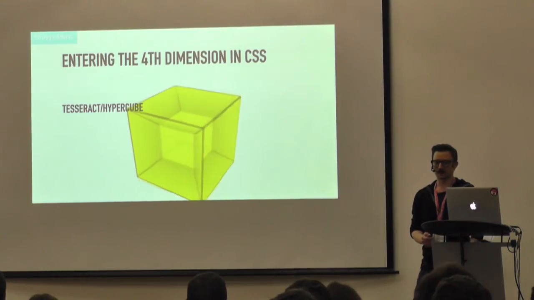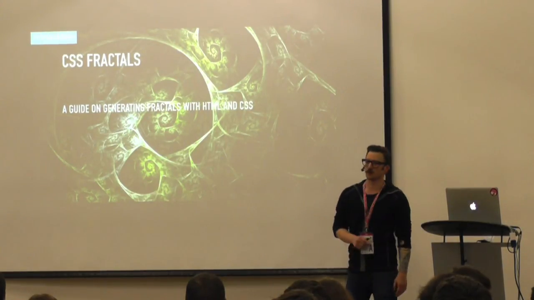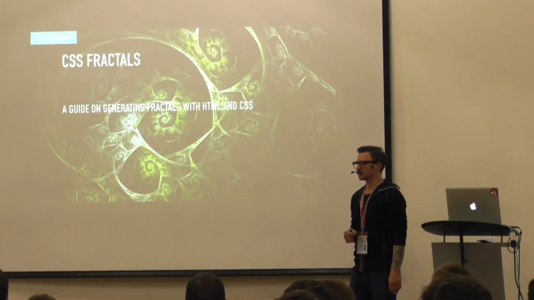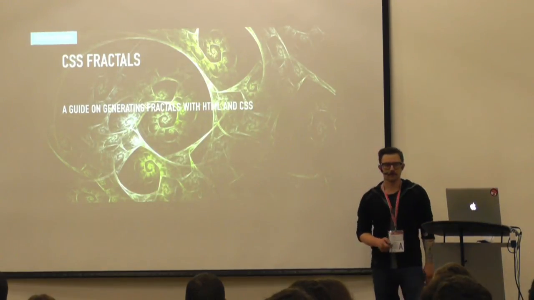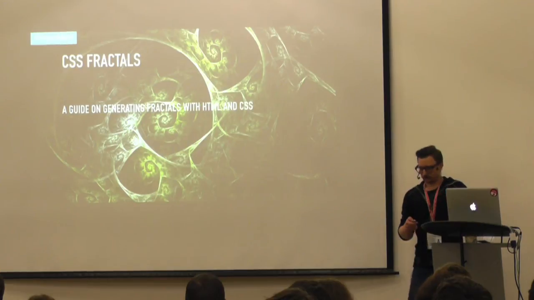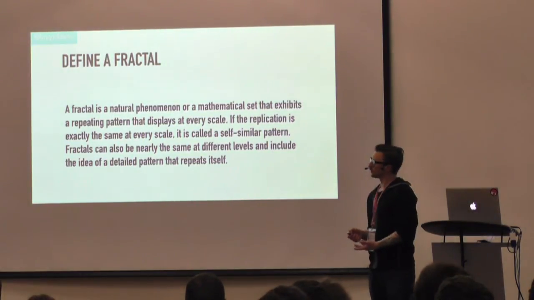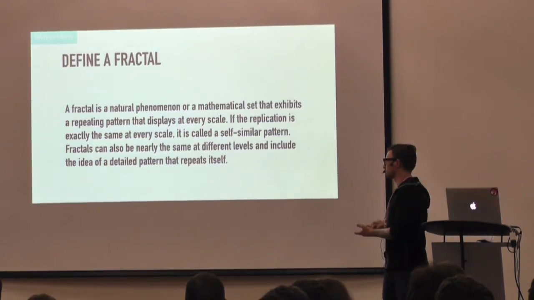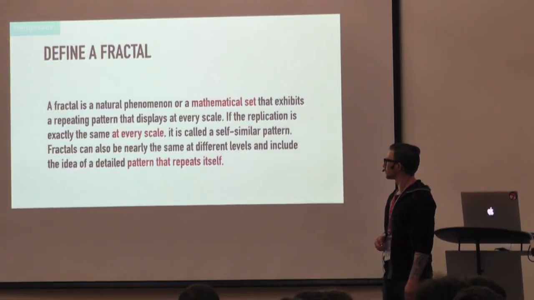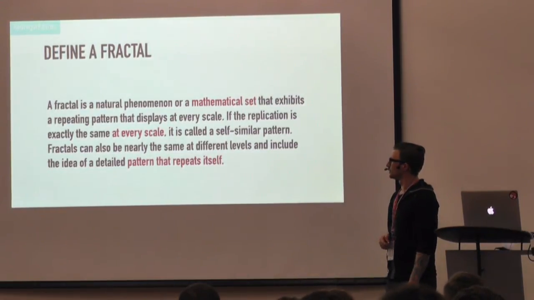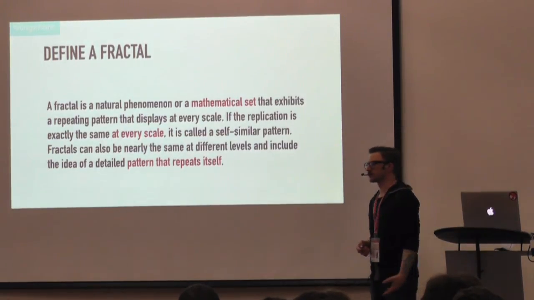So I'm going to be talking about CSS fractals. And this is more or less going to be a guide on generating fractals in HTML and CSS. So let's define a fractal. What is a fractal? I looked it up on Wikipedia, and this is what it told me. I had to shorten it a little, and there's some key words. It's a mathematical set, and it's the same at every scale, and it's a pattern that repeats itself.